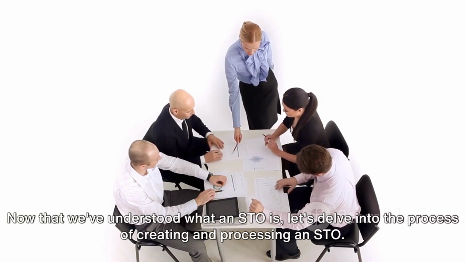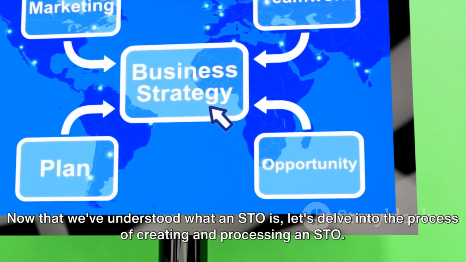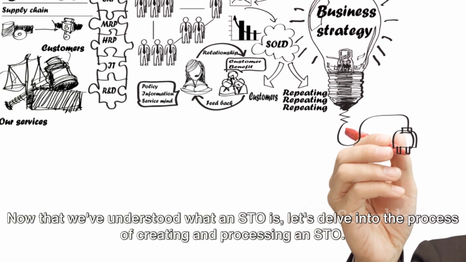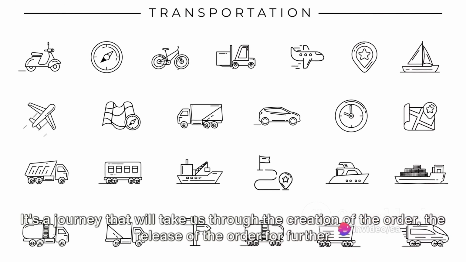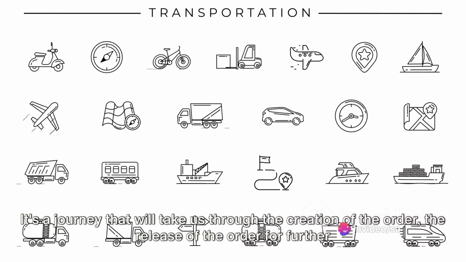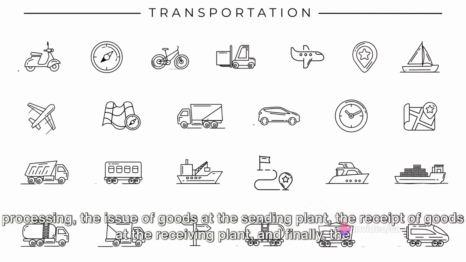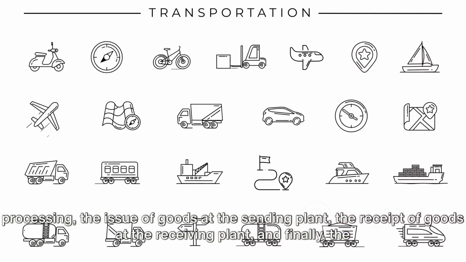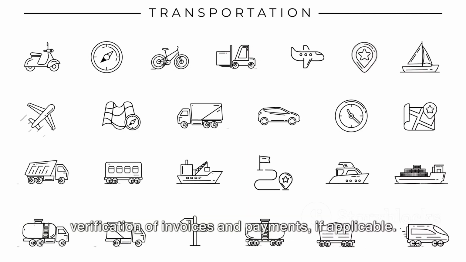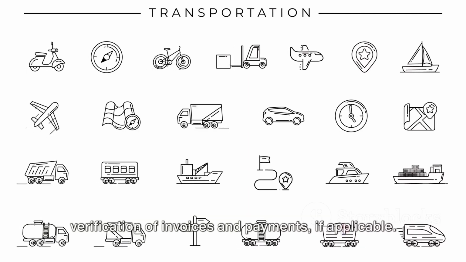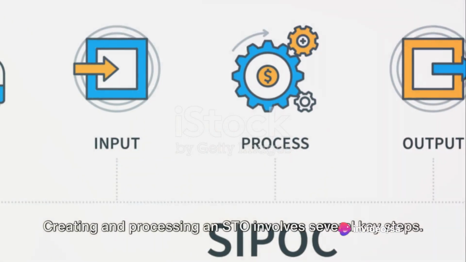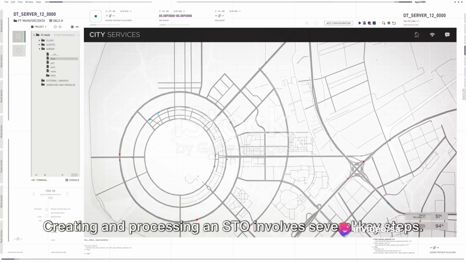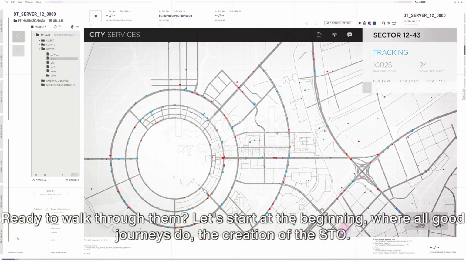Now that we've understood what an STO is, let's delve into the process of creating and processing an STO. It's a journey that will take us through the creation of the order, the release of the order for further processing, the issue of goods at the sending plant, the receipt of goods at the receiving plant, and finally, the verification of invoices and payments if applicable. So, are you ready to explore this journey? Let's get started. Creating and processing an STO involves several key steps. Ready to walk through them?